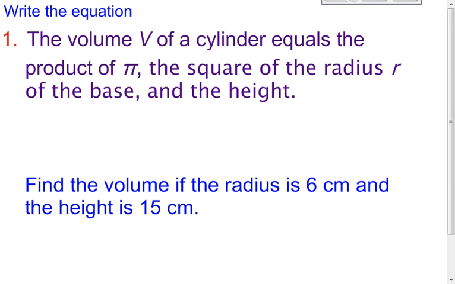All right, in this lesson we are going to be looking at some word problems that involve making algebraic equations and then solving them. So here we go. The volume, which you're going to call V. So I'm going to just kind of make an equation as I go.